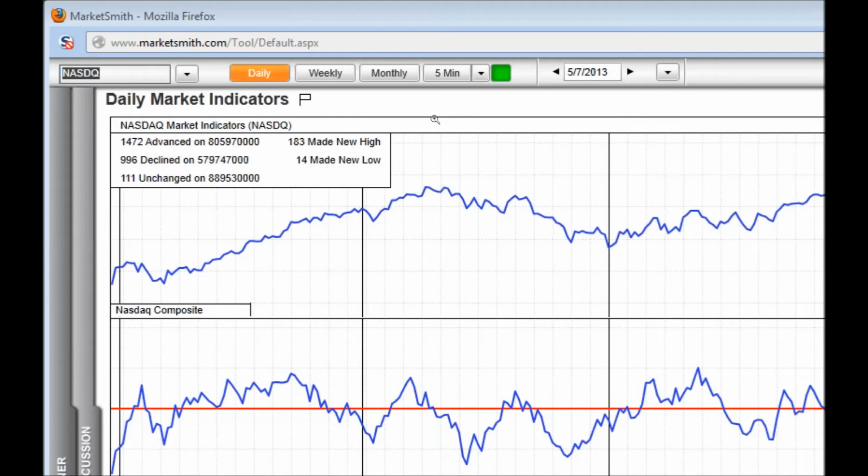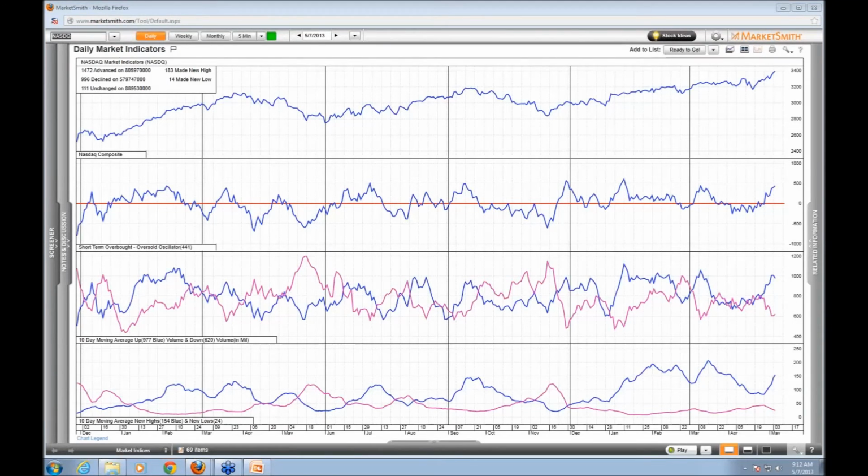Now let's take a look at some of the other indicators on this page, because there are some great ones on here. The next one below that is the short-term overbought, oversold oscillator. And this one's kind of interesting as well. These next three that we're going to cover, the short-term overbought, oversold, the 10-day moving average up and down, and the 10-day moving average for new highs and new lows, these all are pointing out when the market is getting a lot of momentum in one direction, and there's a risk of it reverting back to the mean or the average.